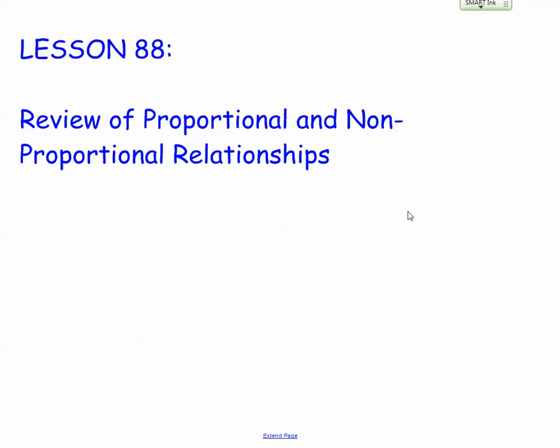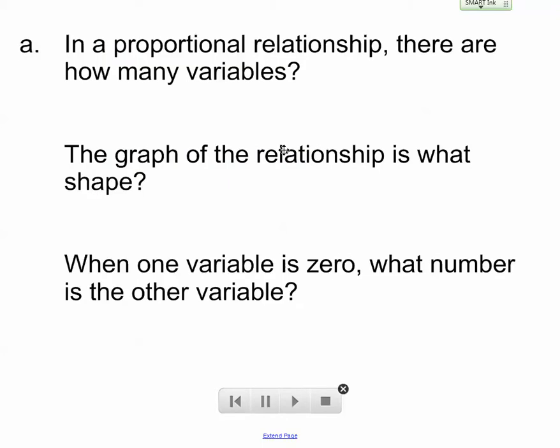Welcome to lesson 88. Today we're going to talk about a review of proportional and non-proportional relationships. We've been dealing with proportions for a long time now, and we're going to sum it all up here. So first off, in a proportional relationship, there are how many variables? Well, there are two variables, an x and a y, an input and an output, like y equals kx.